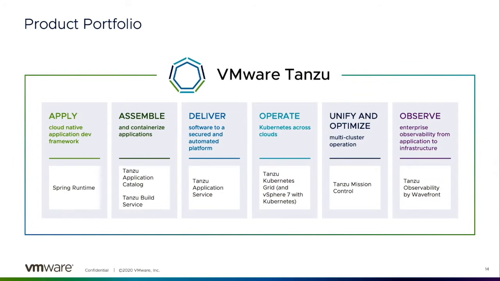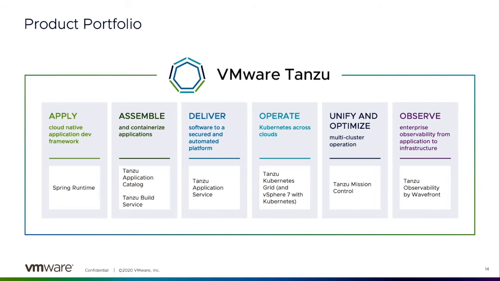Now, as I just said, VMware Tanzu is actually an overarching brand or a portfolio of solutions. It's not just a single product. We have things like Spring Runtime, Tanzu Build Service, Tanzu Application Service that come from the Pivotal acquisition, the Tanzu Application Catalog that is an evolution of the Bitnami catalog. We have our Kubernetes Runtime and Tanzu Kubernetes Grid and its integration with vSphere 7. We have our multi-cluster and operations management platform with Tanzu Mission Control, and then Tanzu Observability by Wavefront for monitoring and observability of application and application infrastructure.